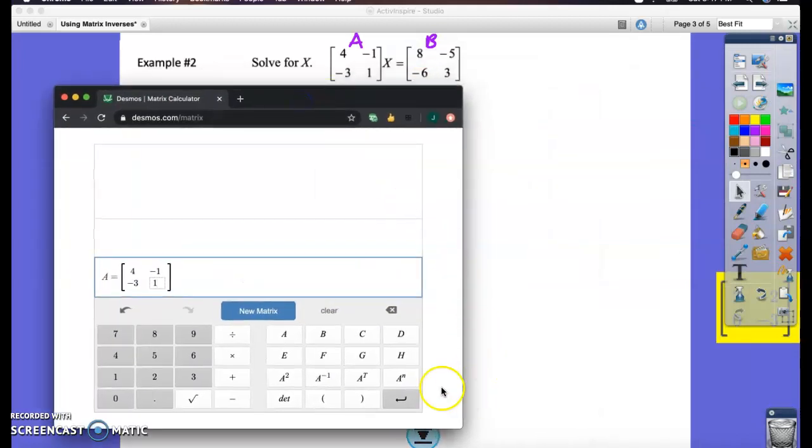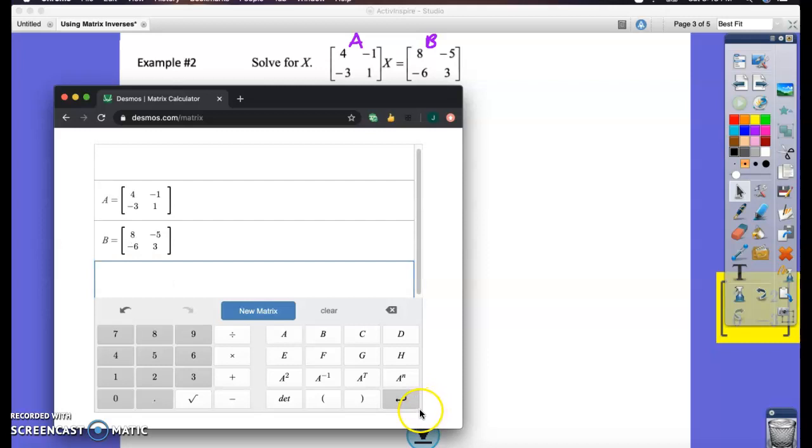Over a little bit. And then for matrix B, new matrix, I've already defined A, so it switches to B automatically for me. I'm going to put 8, -5, -6, and 3. Enter. Now I'm going to do A inverse. Whew, good, there's an inverse, which means I can use it. Times B, and it gives me the final answer for this.